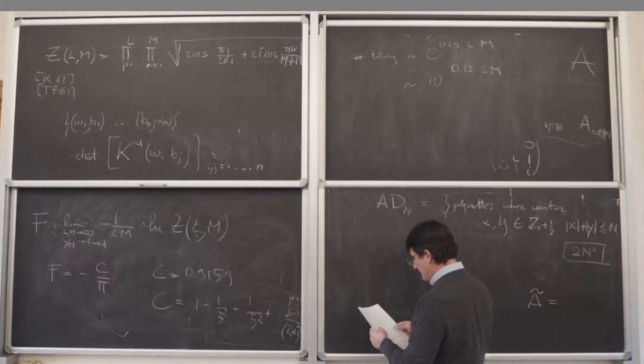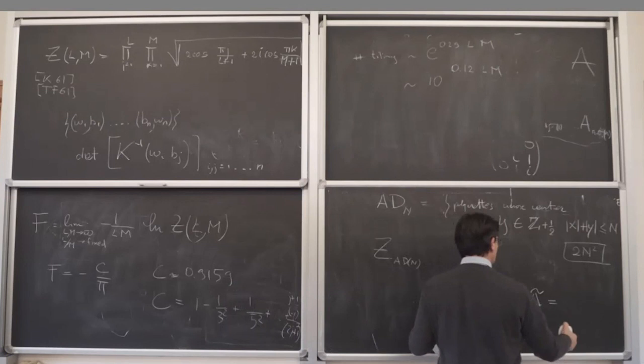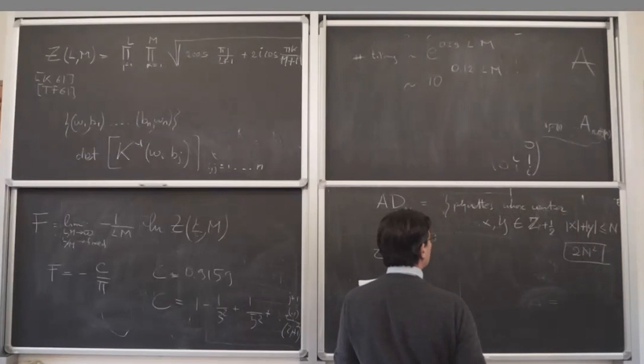So, I'm sorry, got a question? Is that on? There is a question. Yes. Hello. Is that Z1 or Z? Sorry, this is Z. Z is the set of integer numbers. Oh, okay. I thought it was. Sorry. Yes. No problem.